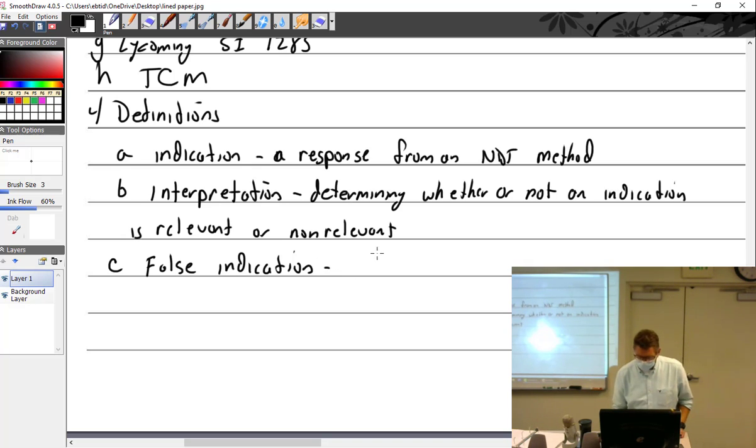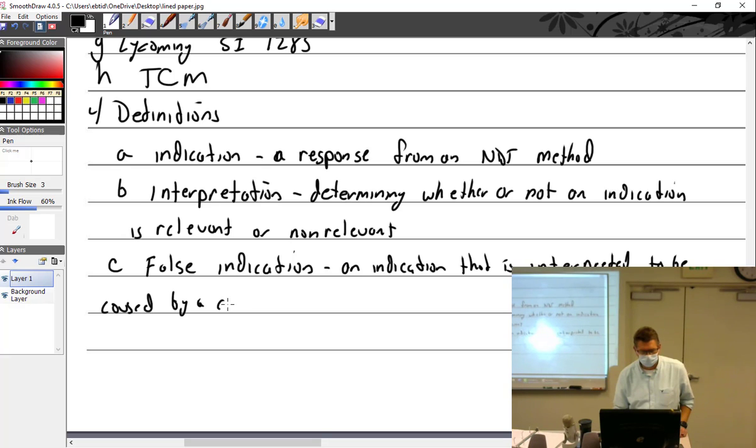So a false indication: an indication that is interpreted to be caused by a condition other than a discontinuity.